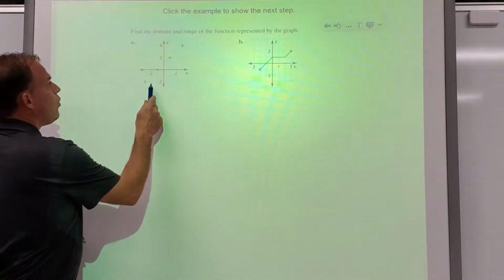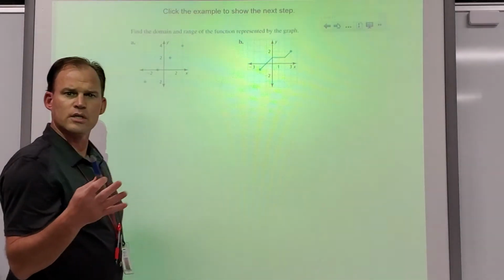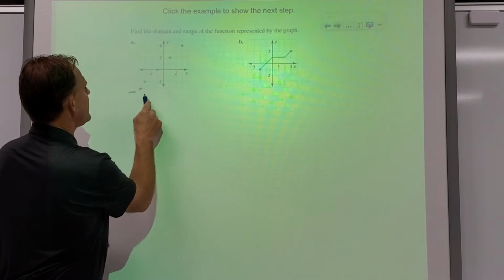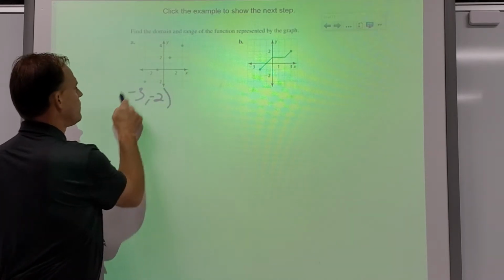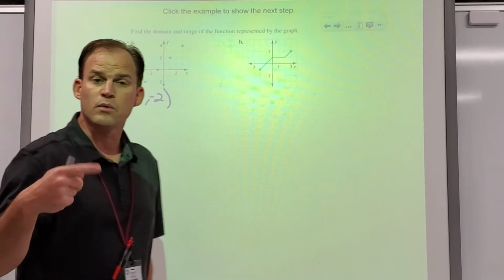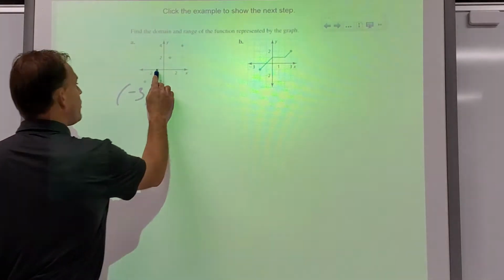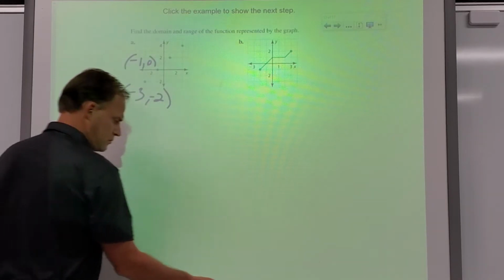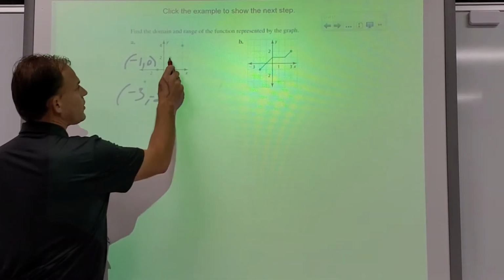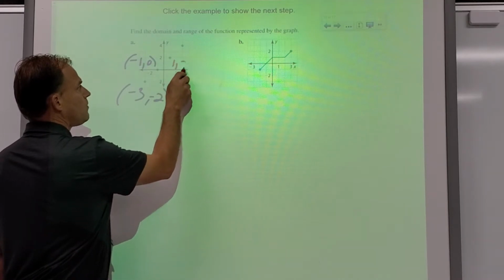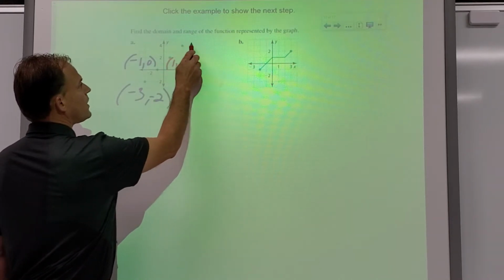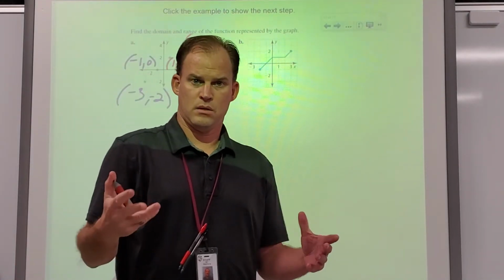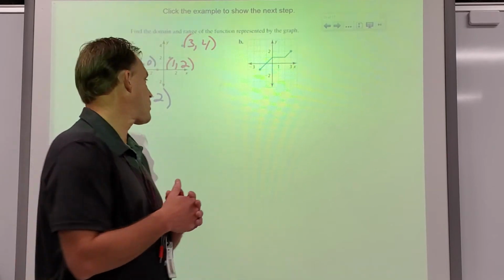Okay? So, what are the x's here? Well, first let's just look at these as coordinates. So this right here would be -3, -2. That's this point right here. You should be writing this down. This point right here, left 1, up 0. That's -1, 0. This point right here is right 1, up 2. This is right 3, up 4. So there's my coordinate points that I'm looking for.